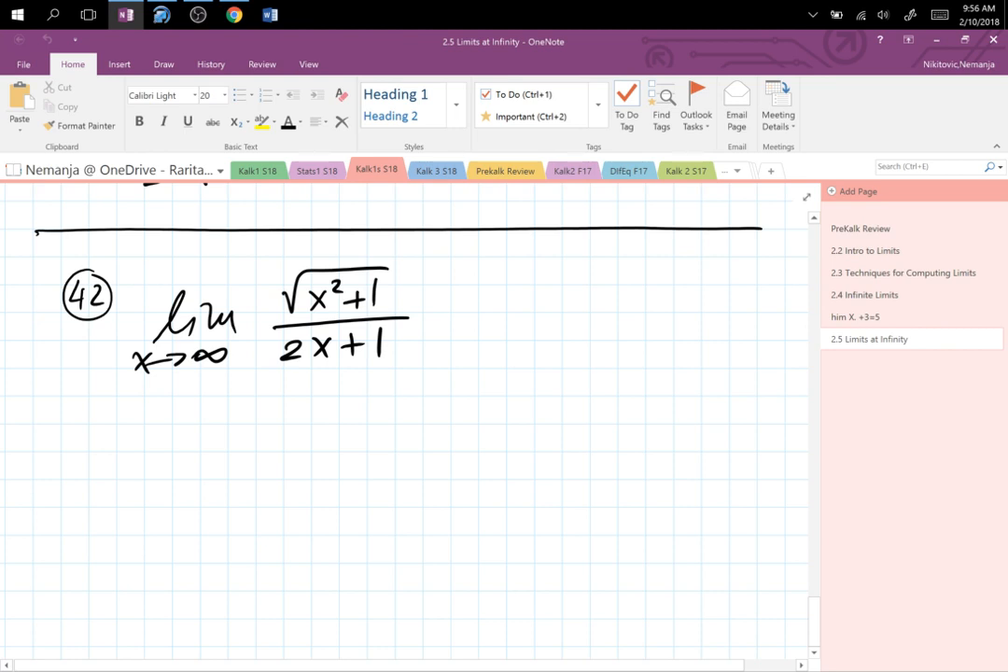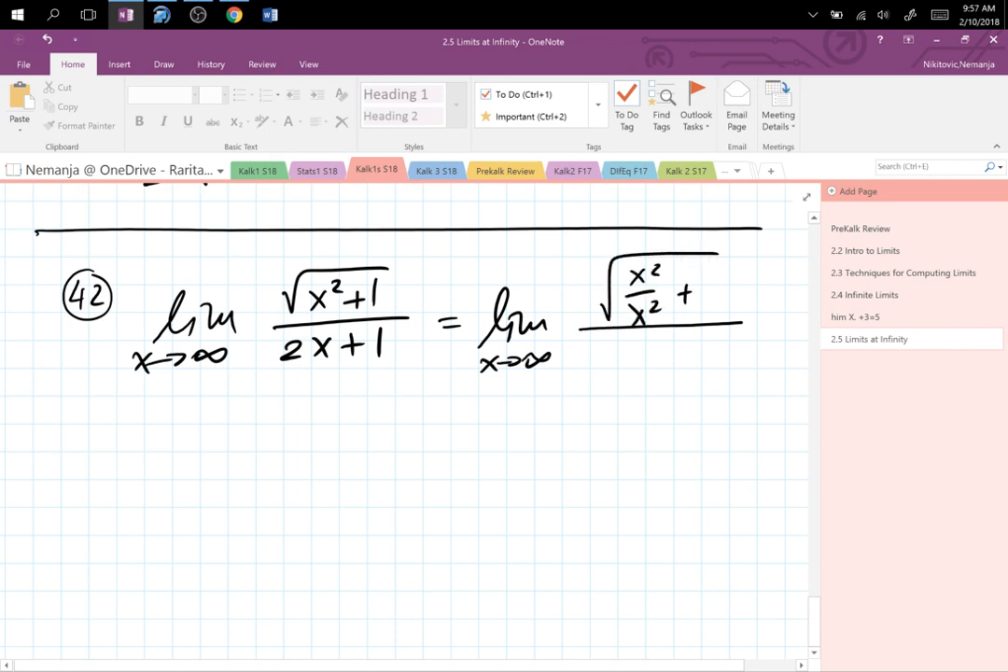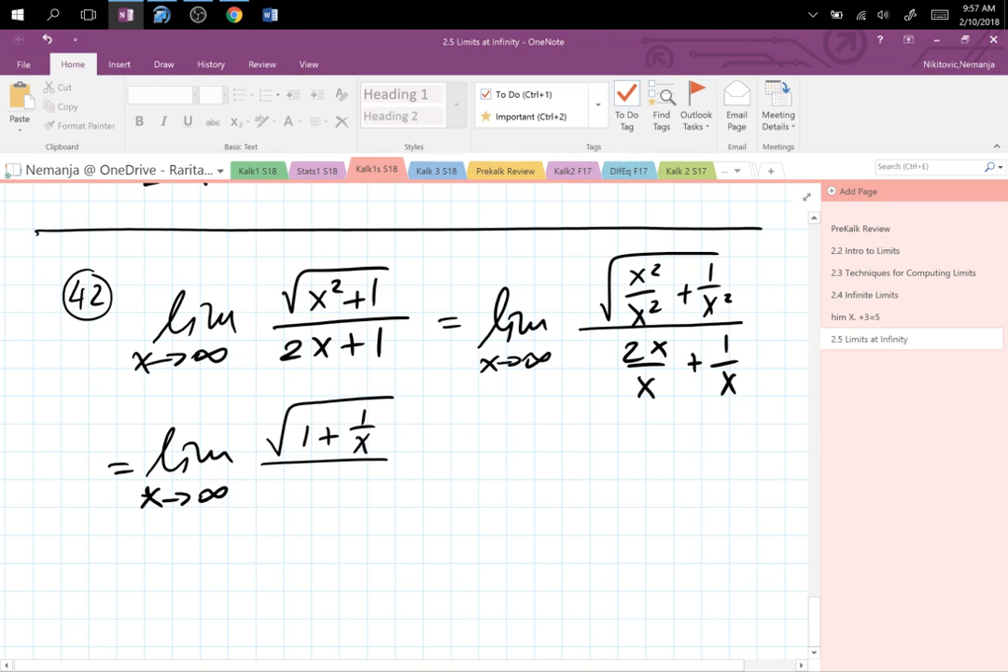So we know the rules. We are going to divide everywhere by x as the highest exponent. But when that x undergoes the square root, it will become x squared. So limit x goes to infinity. Over here, I'm going to have x squared divided by x squared plus 1 over x squared. And over here I have 2x over x plus 1 over x. When we apply algebra first to cancel off all of the things we don't need, we get 1 plus 1 over x squared, and we get 2 plus 1 over x.